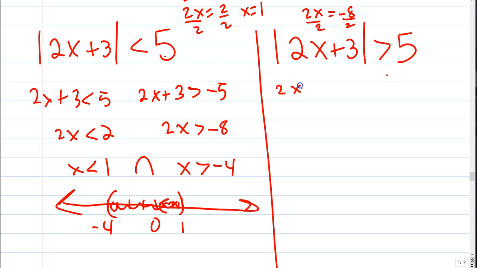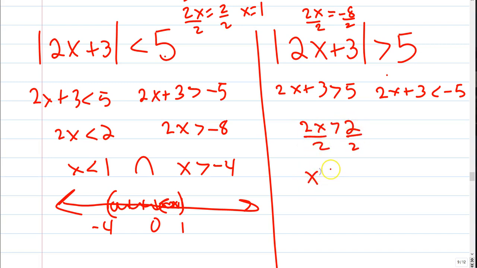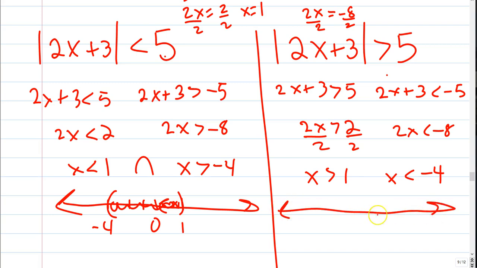This one splits the same, 2x plus 3, 2x plus 3, greater than 5, less than negative 5. Subtracting, 2x greater than 2, so that x is greater than 1. Subtracting, 2x is less than negative 8, so that x is less than negative 4. These tend to be ors. Or if you're not sure, greater than the 1, less than negative 4. Doesn't that look like an or?